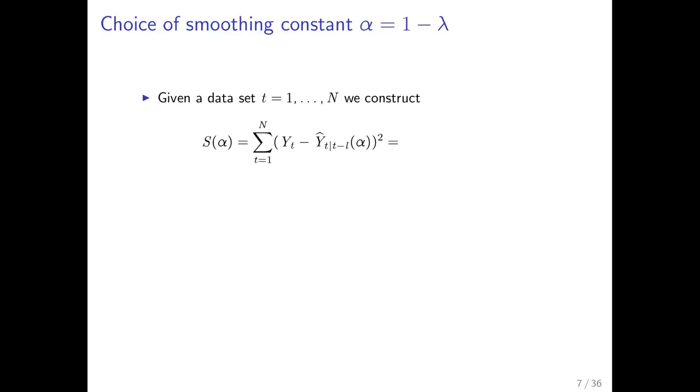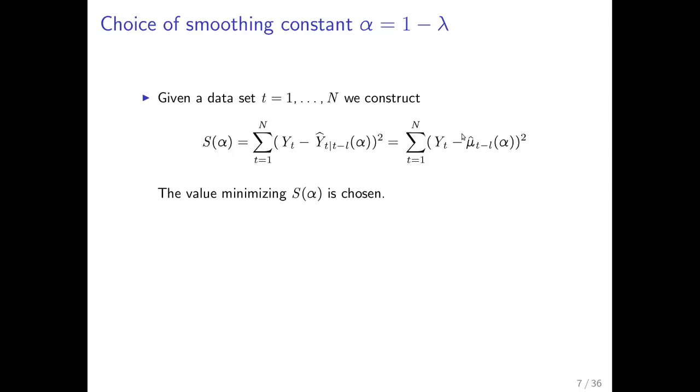Now, I said I would get back to how to choose the smoothing constant. One way of doing it, and typical, is to say we want to get good predictions. So we look at the sum of square prediction errors for a given smoothing constant.